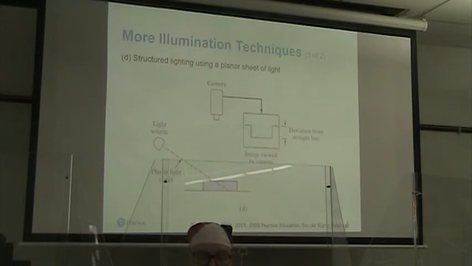Some more illumination techniques we might use. We might use structured lighting where we have a planar sheet of light. The light source comes from the side, but again, it's a sheet of light. The camera is then interpreting that to see what is the deviation from the straight line of the sheet of light.